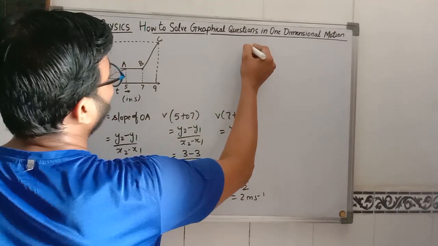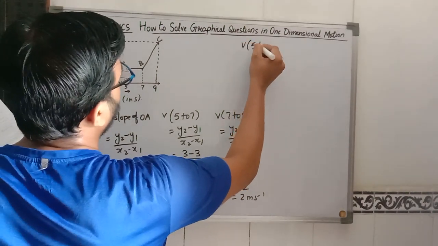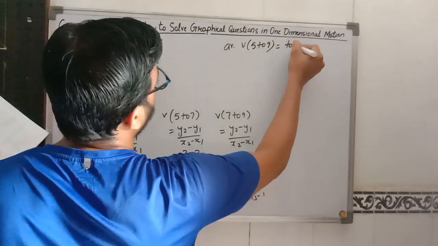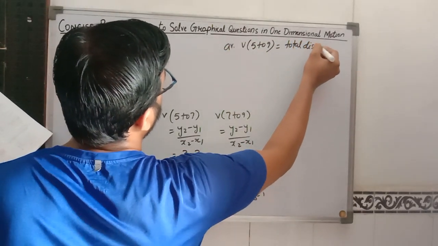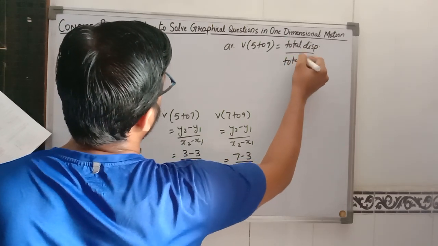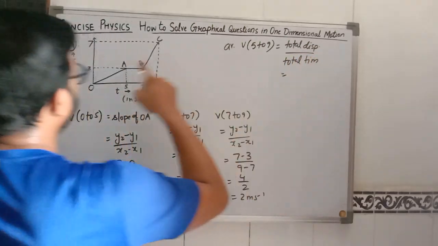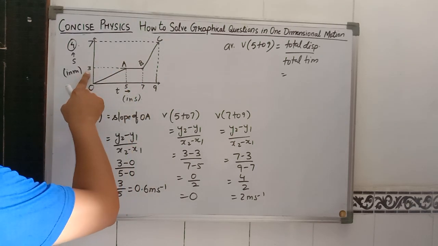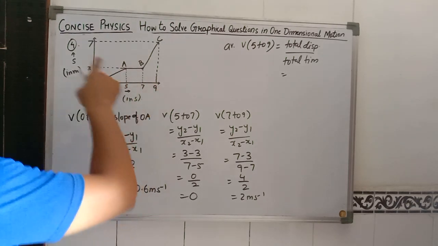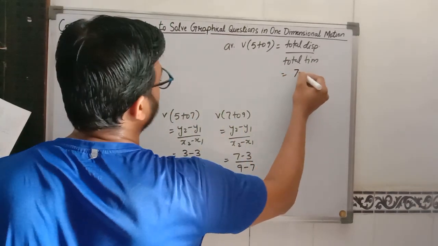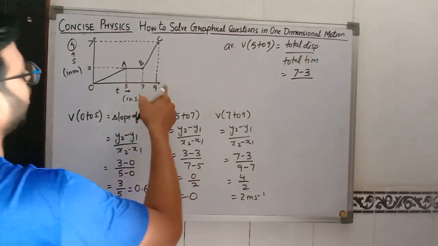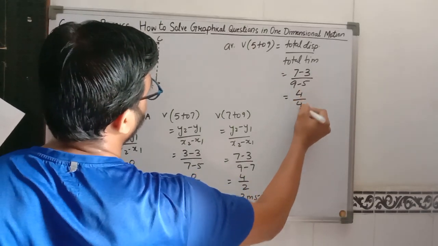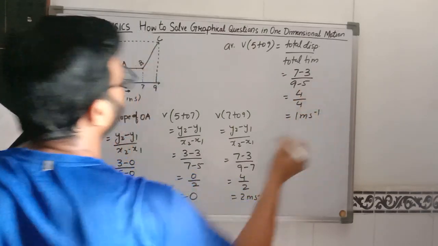Okay, now directly the velocity from 5 to 9. Because they are asking for average velocity, it is total displacement upon total time. We apply this formula between 5 to 9. 5 is here and 9 is here. At 5 second the object is at 3 and at 9 second the object is at 7. So total displacement will be 7 minus 3 and total time will be 9 minus 5. 7 minus 3 is 4, 9 minus 5 is 4. So the answer will be 1 meter per second.